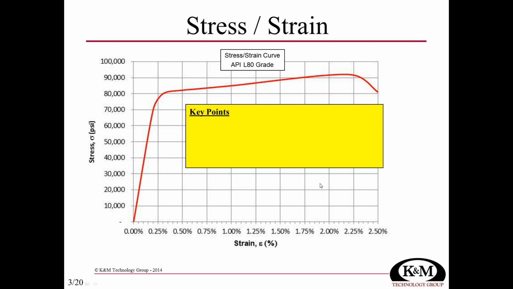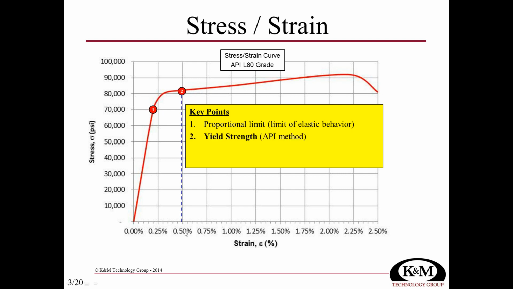Now, there's also some key points on this curve that are important to know, and the first one is what's referred to as the proportional limit. And the proportional limit happens to be that point that we cross over from the elastic region into the plastic region. Beyond that point, we're no longer behaving elastically.